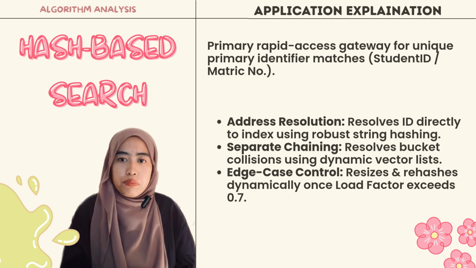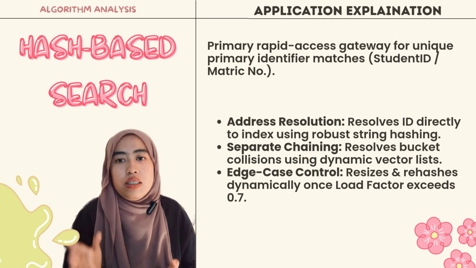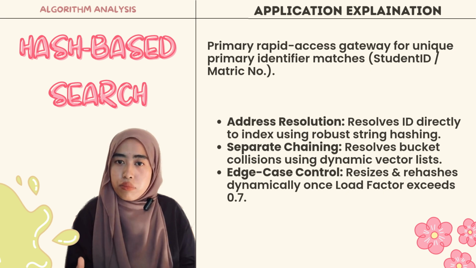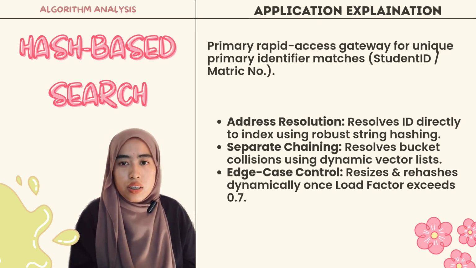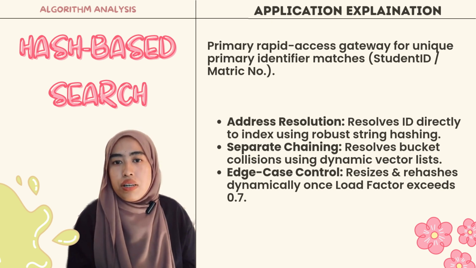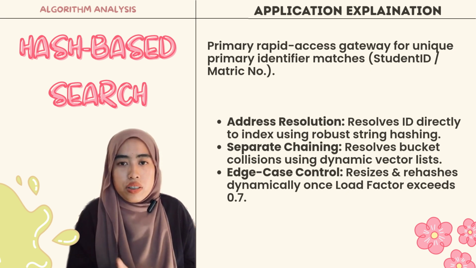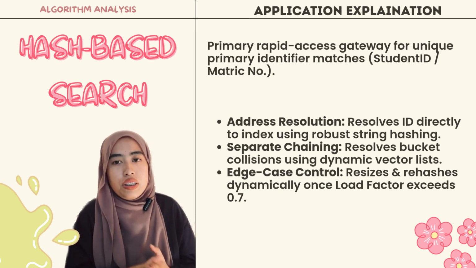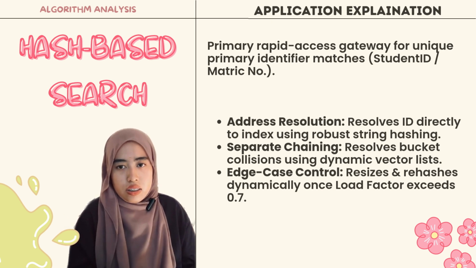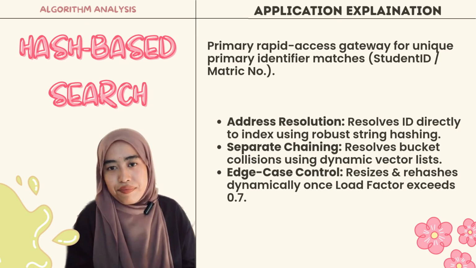Our primary high-speed retrieval system for unique keys like the student ID or matric number is hash-based search. On system load, student IDs are converted to unique bucket indexes. To handle collisions gracefully, we implemented separate chaining with dynamic vectors. By maintaining a load factor threshold of 0.7, the system resizes and rehashes dynamically to guarantee an optimal, near-instant average lookup complexity of O(1).